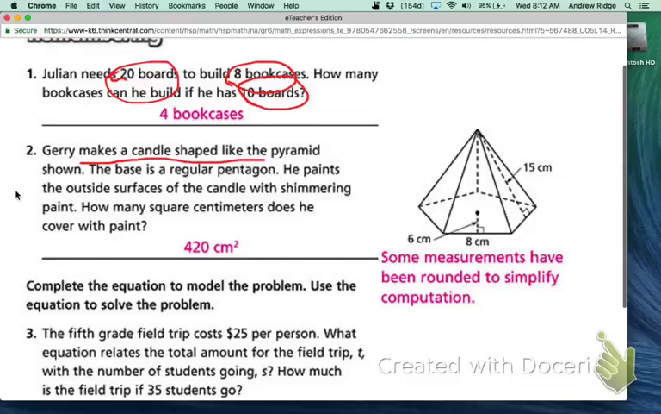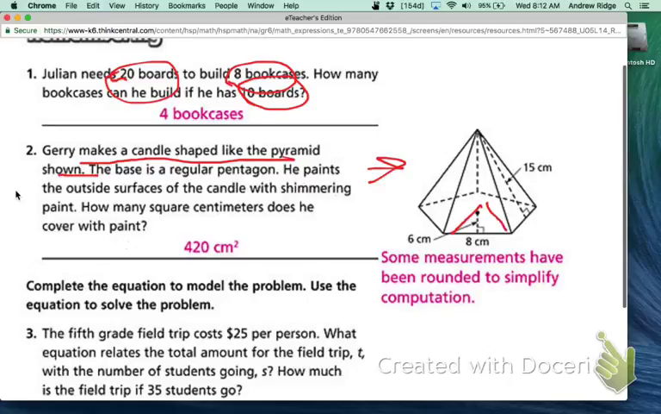Jerry makes a candle shaped like the pyramid shown. I guess that's over here. He paints the outside surface of the candle with shimmering paint. How many square centimeters does he need to cover with paint? I think the assumption here is that for some reason he's also painting the bottom.